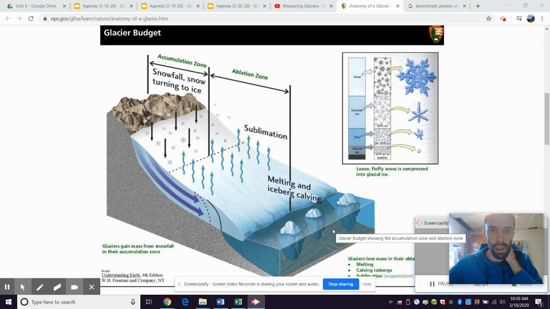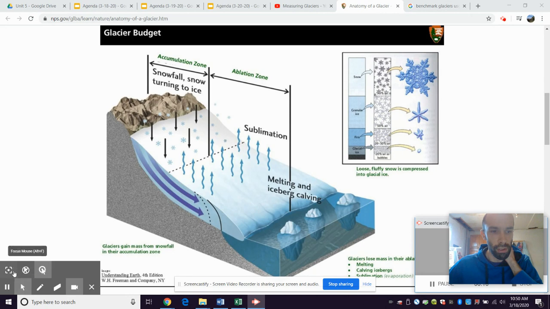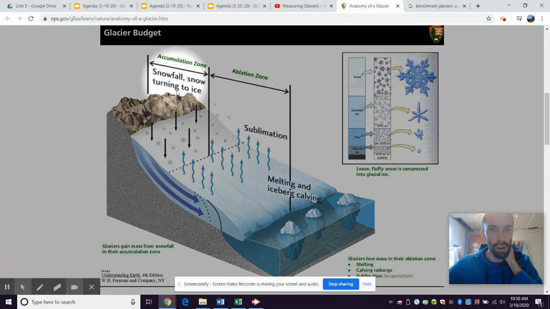All right, guys. I just want to give you a little final synopsis of some glacier stuff as we finish up today. Today is Friday. Anyway, this is a diagram of a glacier that we've been talking about. So you can see the accumulation zone, which is up here, and the ablation zone. And you should have an understanding of what these two terms mean.